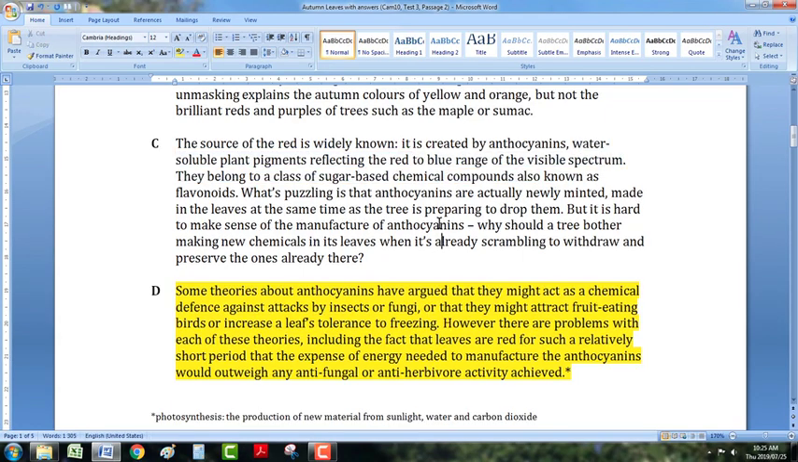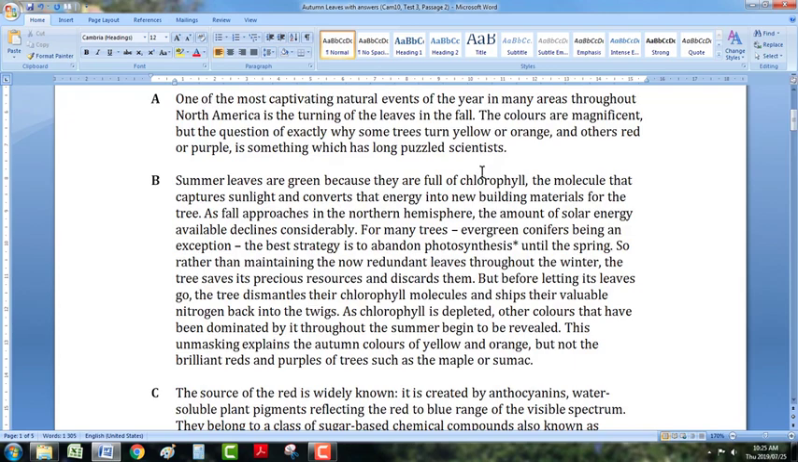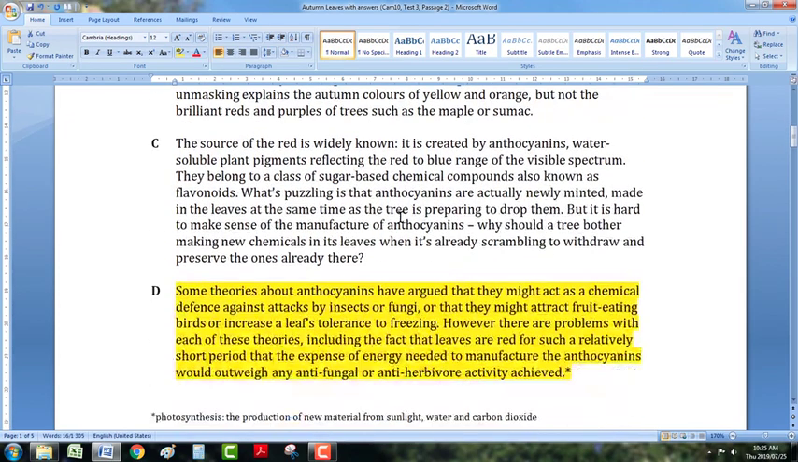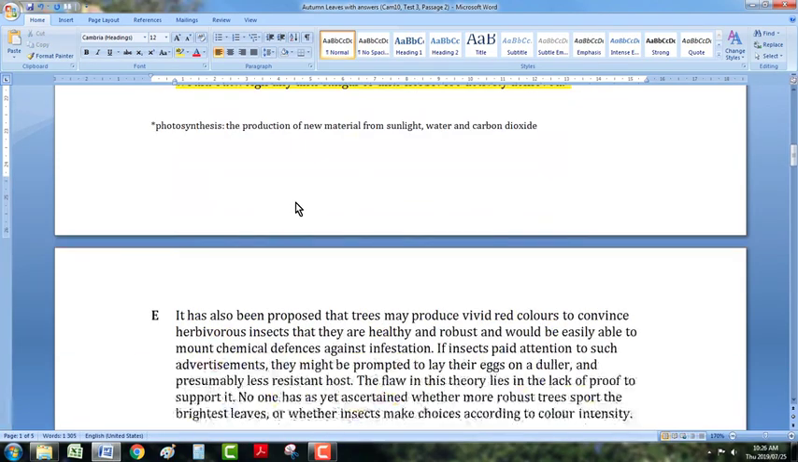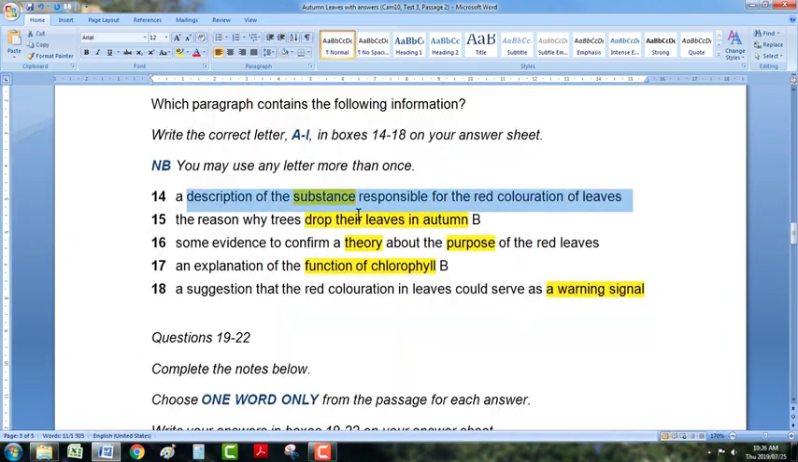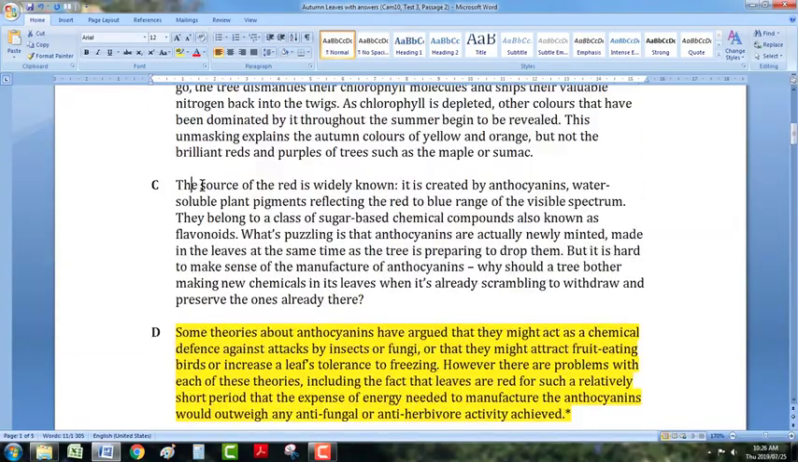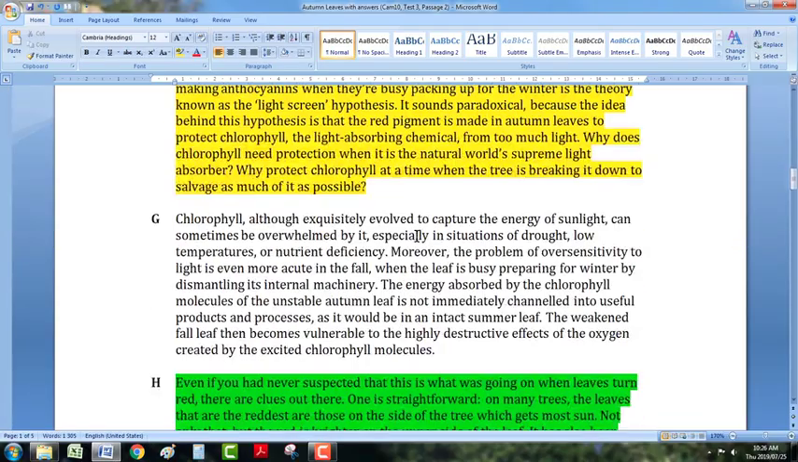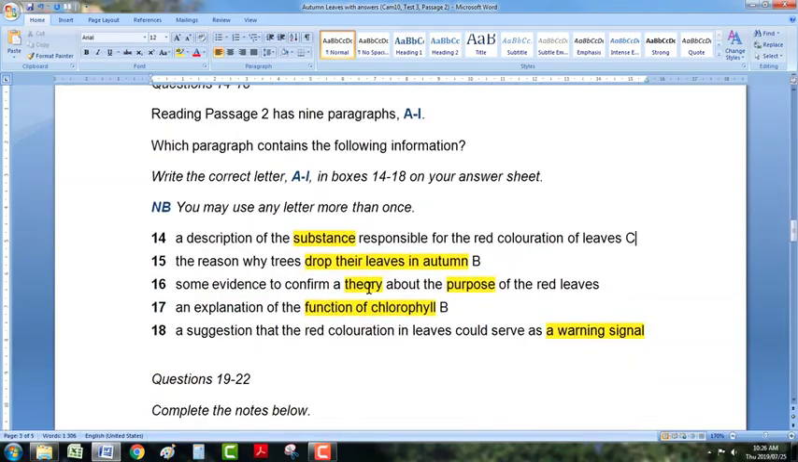So again, I've said this many times. When you see this new word, definition, and IELTS chose an answer from there. That is the substance responsible for the red coloration. The source of the red, responsible for the substance. So not too bad, we can get C there. And then they don't choose, in only 5 questions, they're not going to choose 2 twice from the same paragraph. So I would move on.